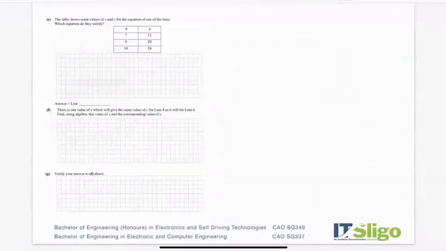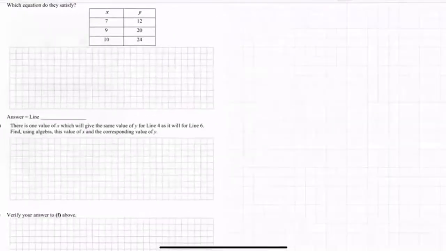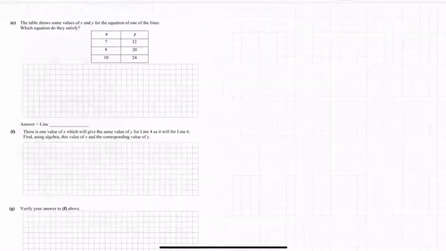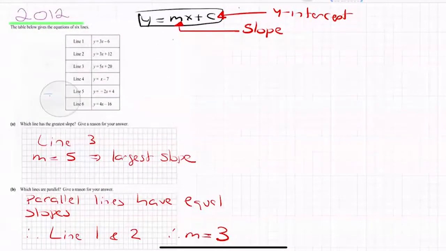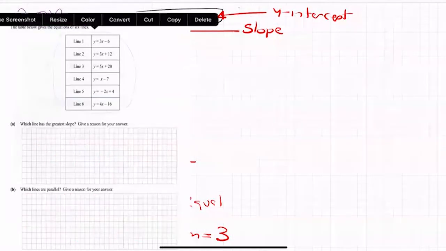The table shows some values of x and y for the equation of one of the lines. Which equation does it satisfy? Okay, well, why do we come up with an equation of the lines in the first place? I'm just going to clear this off, okay, and I'm just going to copy it so that we don't have to keep flicking over and back.